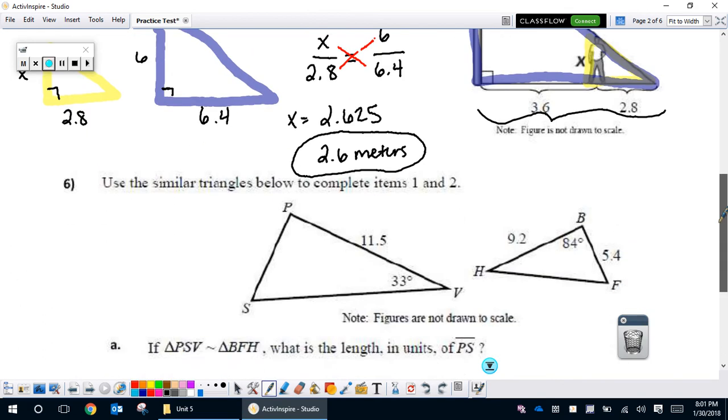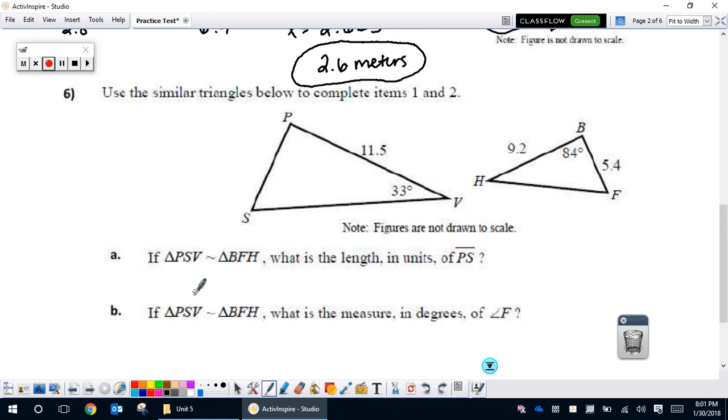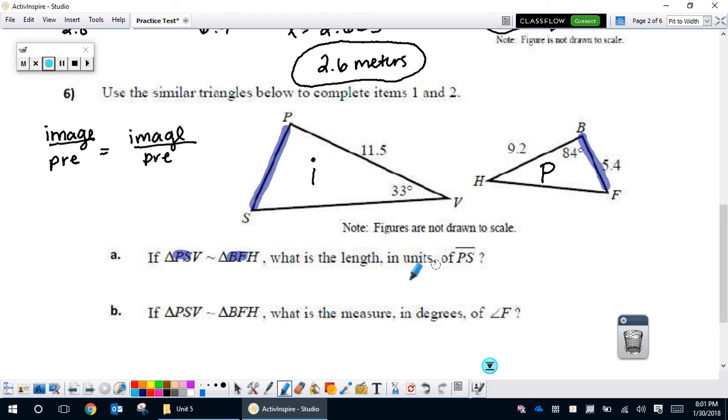Okay? Alright, number 6. If triangle PSV is similar to triangle PVH, what is the length of segment PS? So I know it does not tell you which one is the image and the pre-image, but you might as well just pick one, so you're consistent with always doing image over pre-image. The side that we are trying to find is segment PS, and you can see that PS corresponds to BF, so that's your first proportion you can set up.